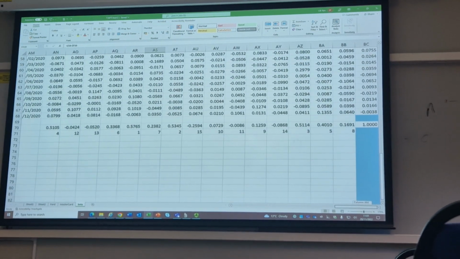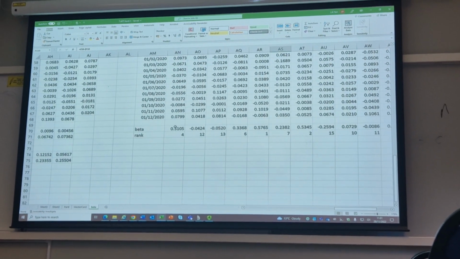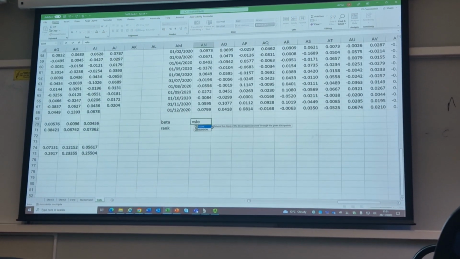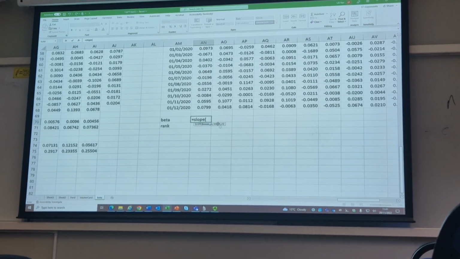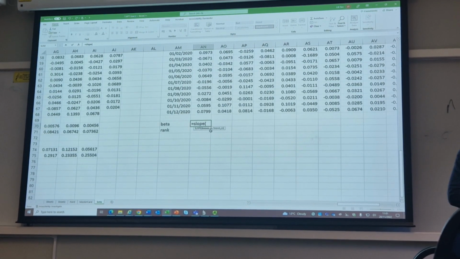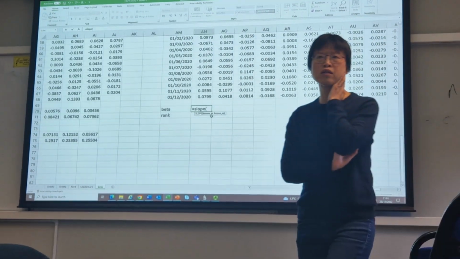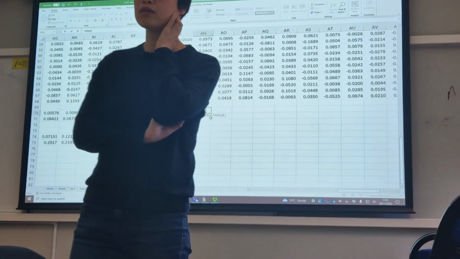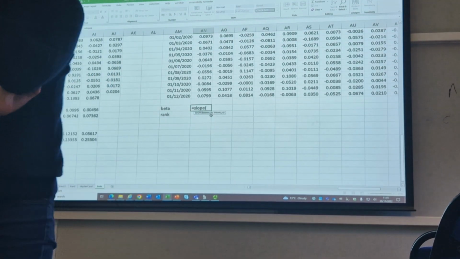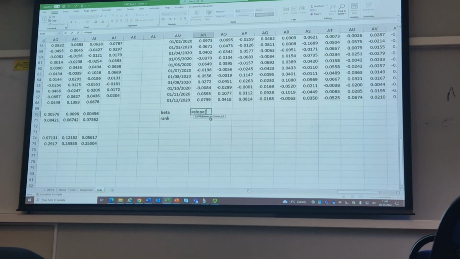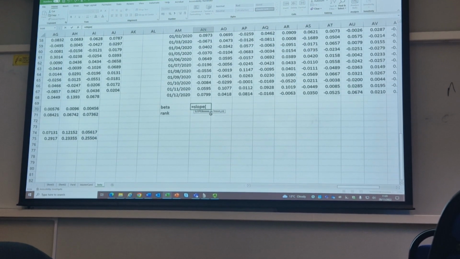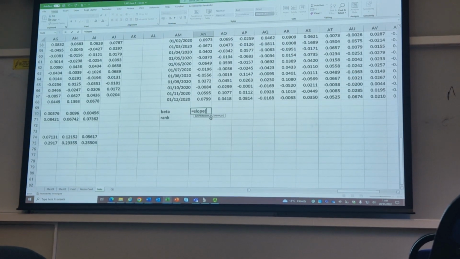We need to calculate beta. So remember, beta is the slope, right? So we use the slope function. Given the slope function, we need to put in the dependent variable and the independent variable. So what is the dependent variable?